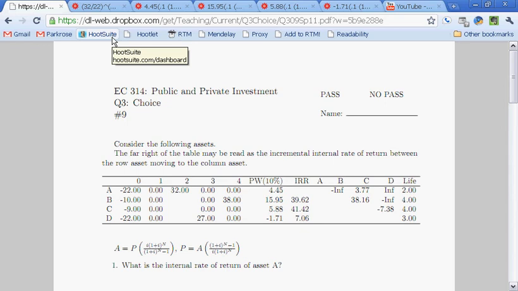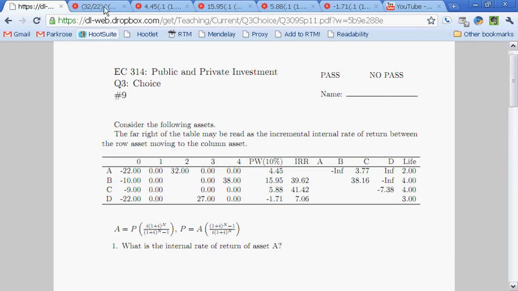Here's an explainer for essential question number 3, version 9 in spring 2011. Calculations for question number 1 are just to calculate the internal rate of return.